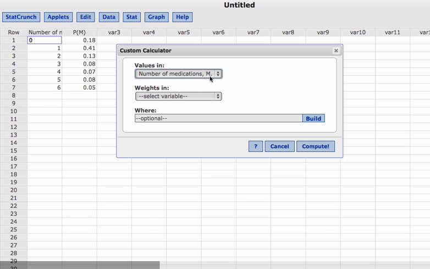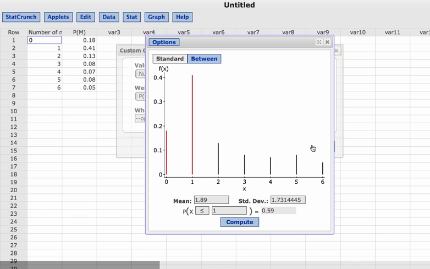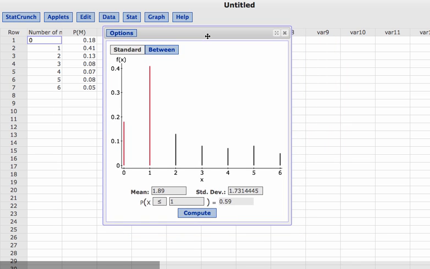That's where our discrete random variable is. And the weights are the probabilities. Those are found in the column P of M. When you hit compute, you're going to be very happy with what you see. They not only chart and graph the probability distribution here, with probability instead of the frequencies we're used to seeing, it gives us the mean, 1.89, and it gives us the standard deviation.